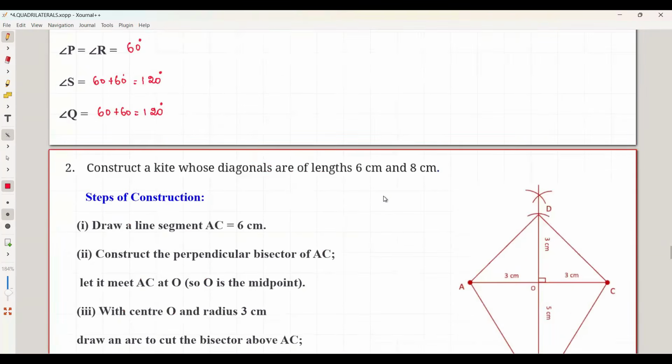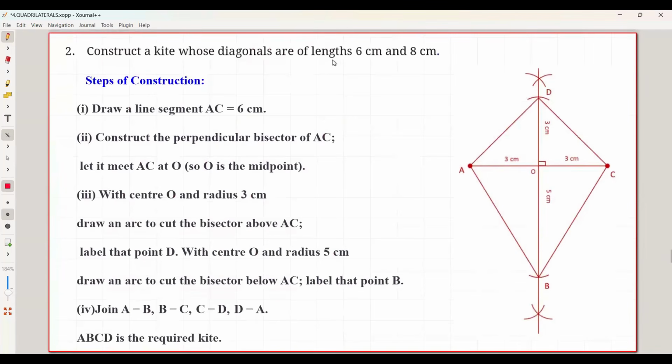Now the second question: construct a kite whose diagonals are of length 6 centimeter and 8 centimeter. So we have to do the construction of a kite. I'll explain the question, then go with the construction part. For a kite, the diagonals will not be of equal length. The longer diagonal divides the shorter one into equal parts. Remember the properties of the kite.